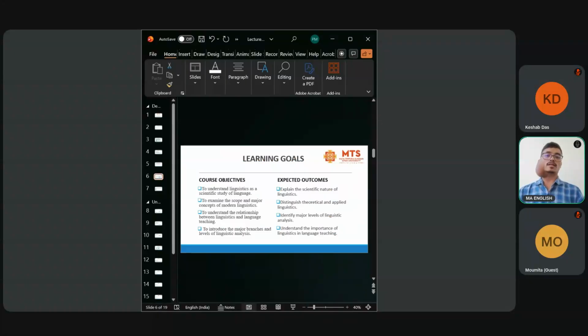Now these are the learning goals. Okay, these are the learning goals. Learning goals are the course objectives and expected outcomes.